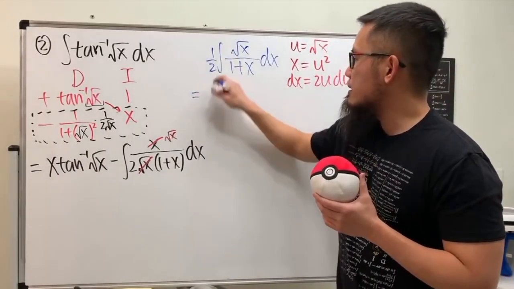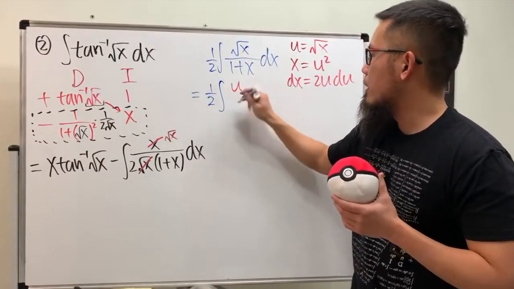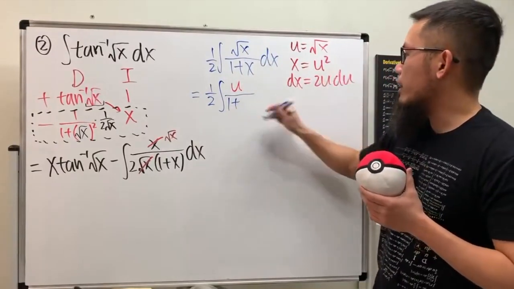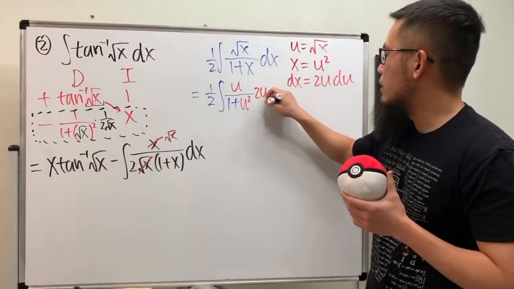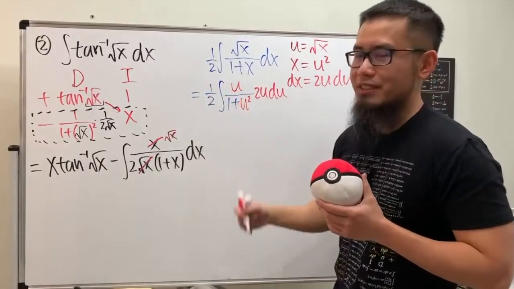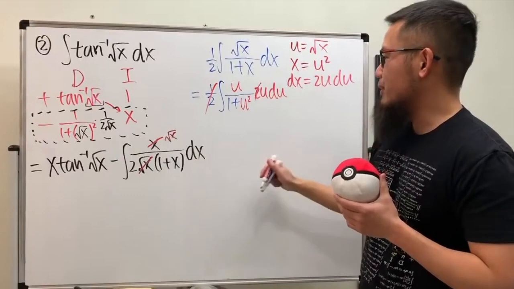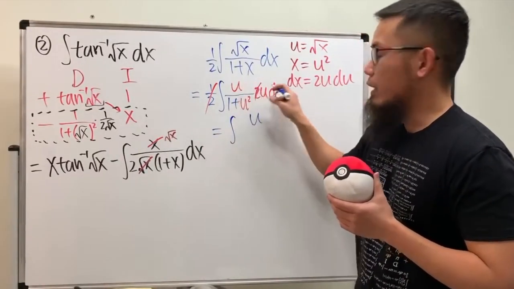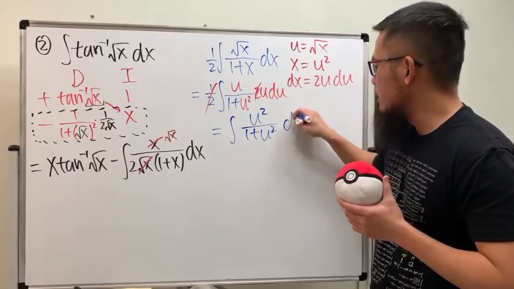Well, this right here gives us 1/2 integral. This guy is the u over 1 plus x, which is the same as u squared. Dx is equal to 2u du. Hey, it's actually really good that I brought the 2 on the bottom with us because the 2 on the bottom can be cancelled out with this 2 right here, right? So that's pretty good. And then in fact, this becomes the integral of u squared over 1 plus u squared du.